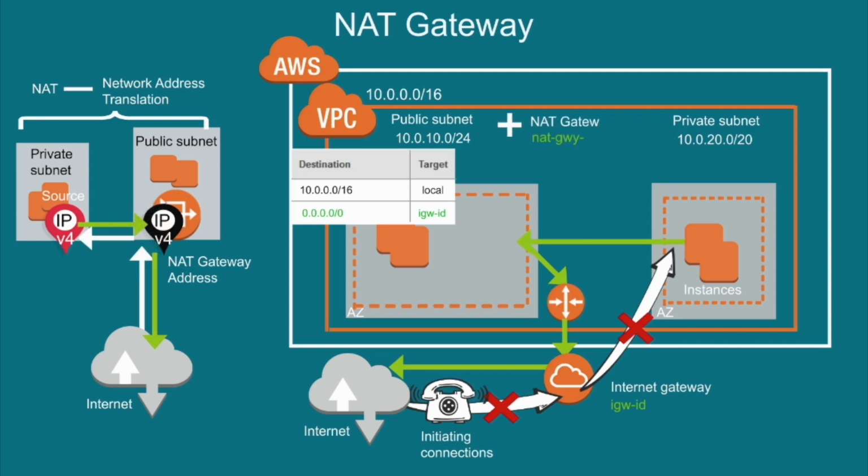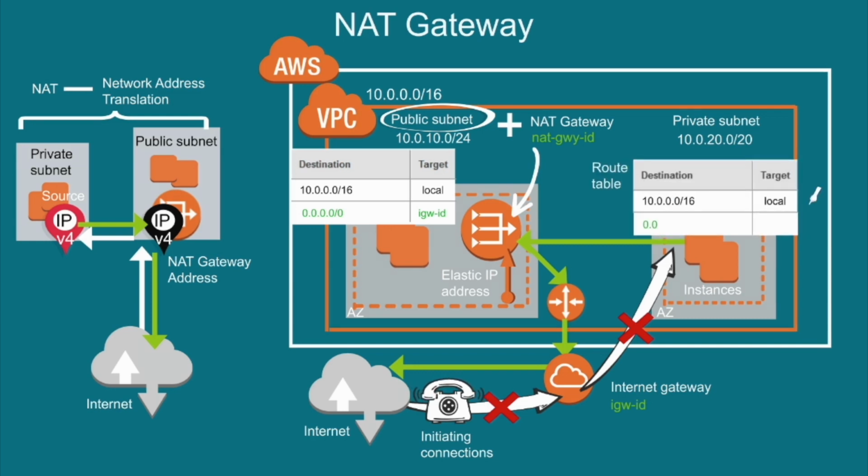To create a NAT gateway, you must specify the public subnet in which the NAT gateway should reside. You must also specify an elastic IP address to associate with the NAT gateway when you create it. After you've created a NAT gateway, you must update your route table for your private subnet to point Internet traffic to the NAT gateway. Note that NAT gateways are not supported for IPv6 traffic.